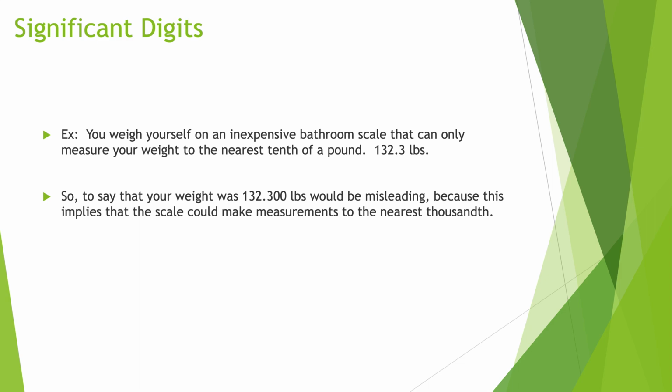Example, you weigh yourself on an inexpensive bathroom scale that can only measure your weight to the nearest tenth of a pound. You weigh 132.3. So to say your weight was 132.300 pounds would be misleading, because this implies that the scale could make measurements that go to the nearest thousandth, and it doesn't. So significant digits has to do with accuracy.